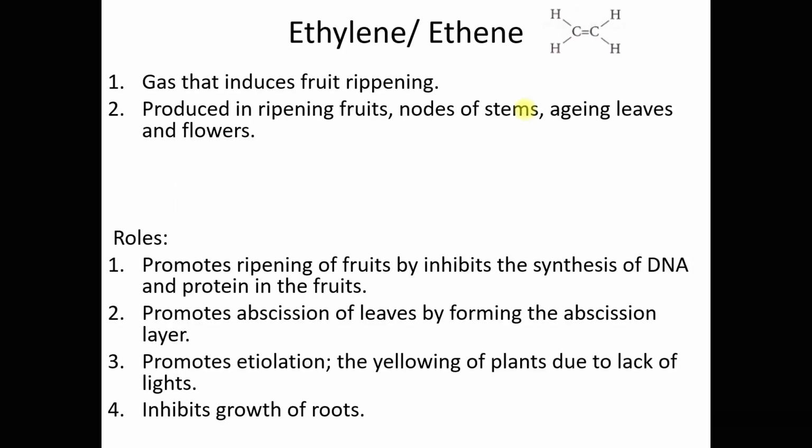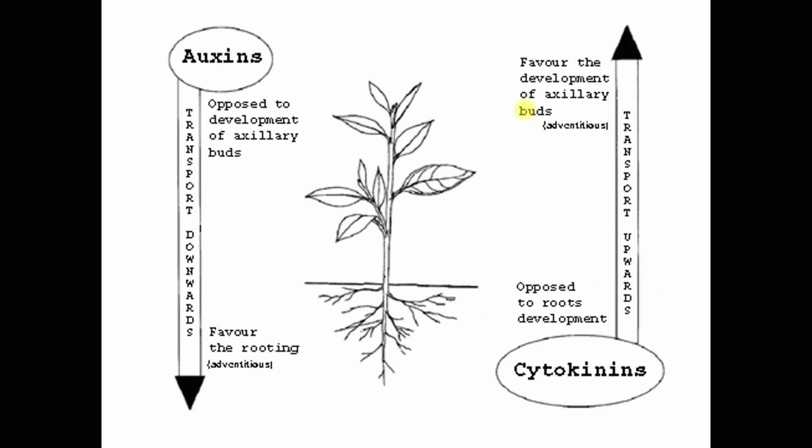The roles: to promote ripening of fruits by inhibiting the synthesis of DNA and protein in the fruits, and to promote abscission of leaves by forming the abscission layer. So ethylene works together with abscisic acid. It promotes etiolation, which is the yellowing of plants due to lack of light, and inhibits growth of roots.